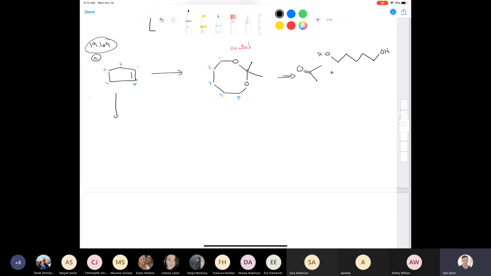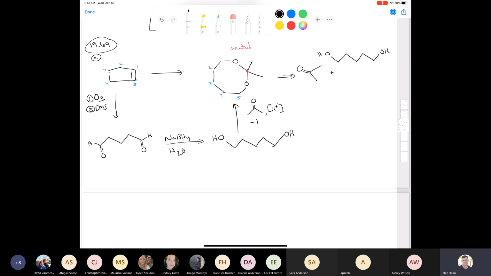And so I'll treat that with ozone followed by dimethyl sulfide, and that would give me 1, 2, 3, 4, 5 carbons, and that would produce this dialdehyde. I can reduce the dialdehyde using sodium borohydride and water to give me the diol, 1, 2, 3, 4, 5 carbons, like that. And then I'm going to treat it with the ketone, acetone, a catalytic amount of acid, and the removal of water to form my acetal, like that.